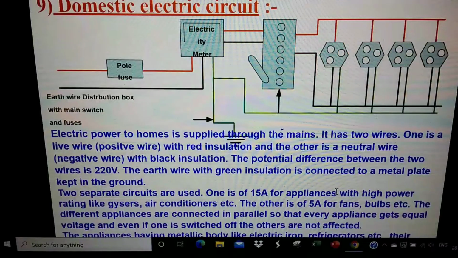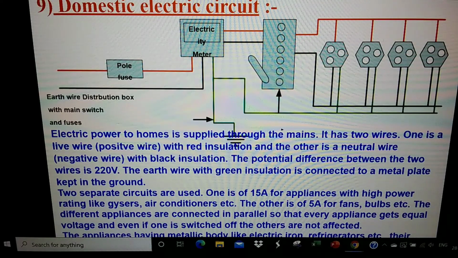Coming to domestic electric circuit. Electric power to homes is supplied through the mains. It has two wires. One is the live wire, the positive wire with red insulation, and the other is the neutral wire, the negative wire with black insulation. The potential difference between the two wires is 220 volts. The earth wire with green insulation is connected to a metal plate kept in the ground.